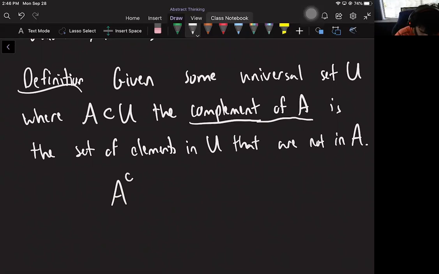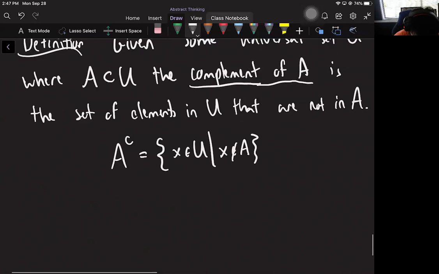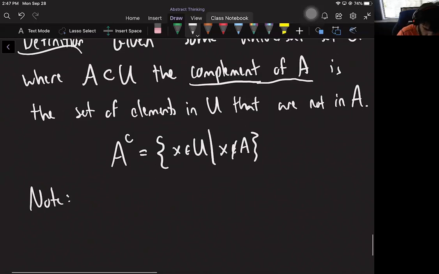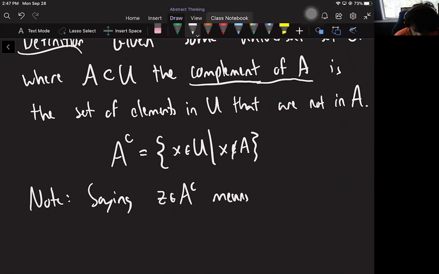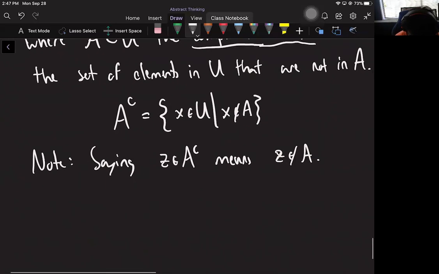That means A complement. And so we could write it very formally. The definition of the set is actually the x's that are in U such that they are not in A. So it's everything else. So note that when you say something is in here, so if I say Z is in this complement, that means you're saying that Z is not in A, or it is not the case that Z is in A. So that's what it means to be in the complement.